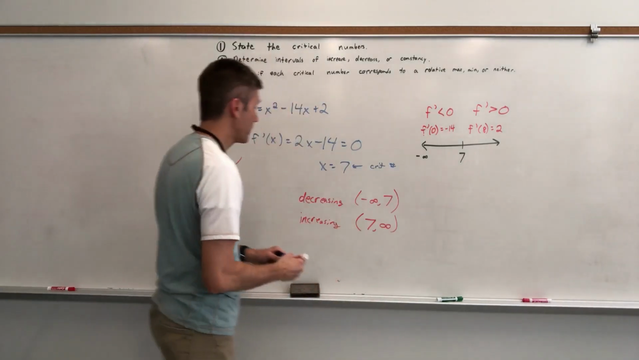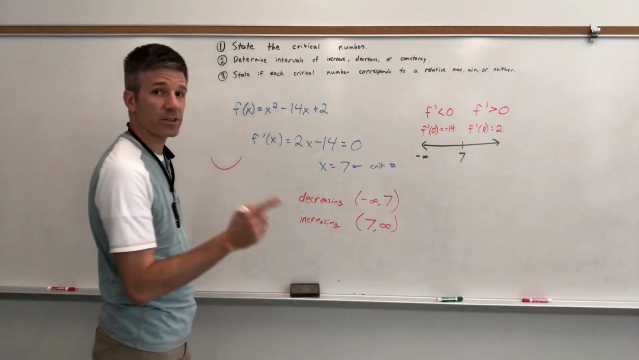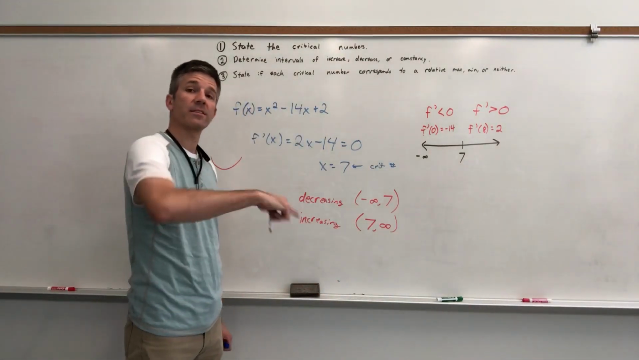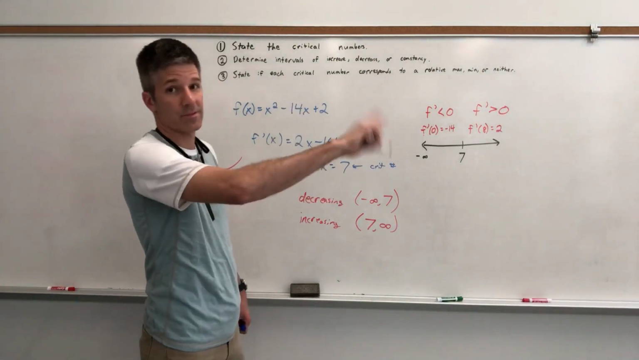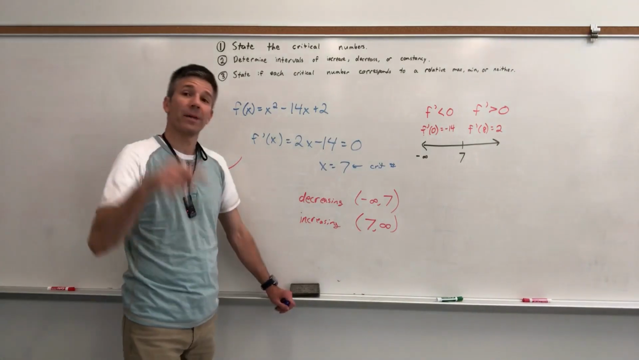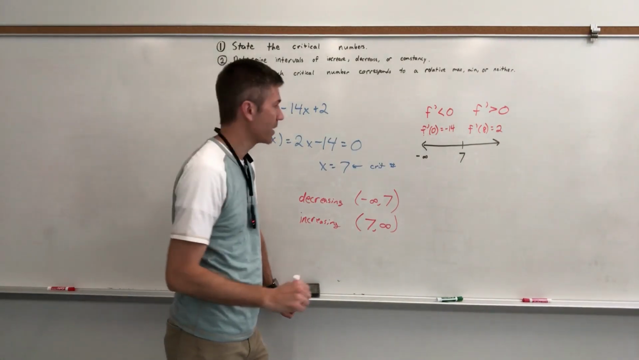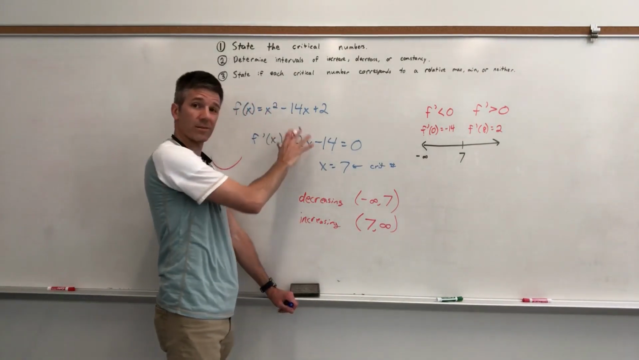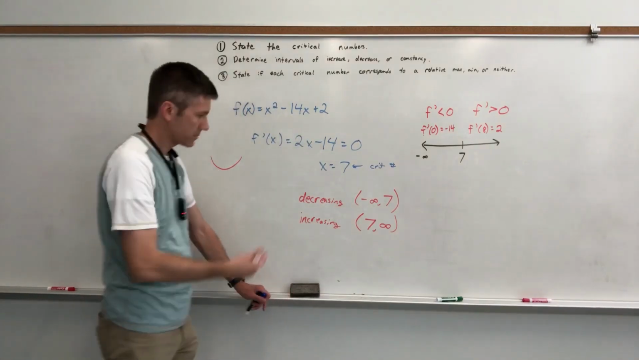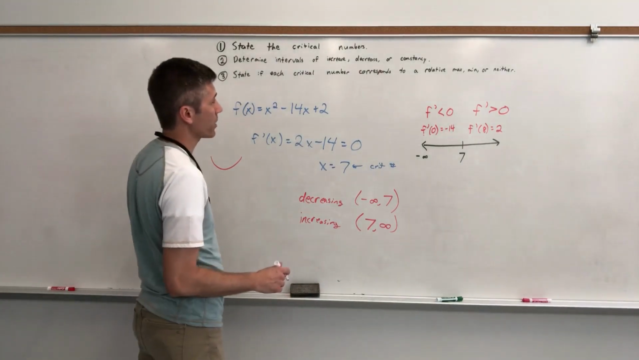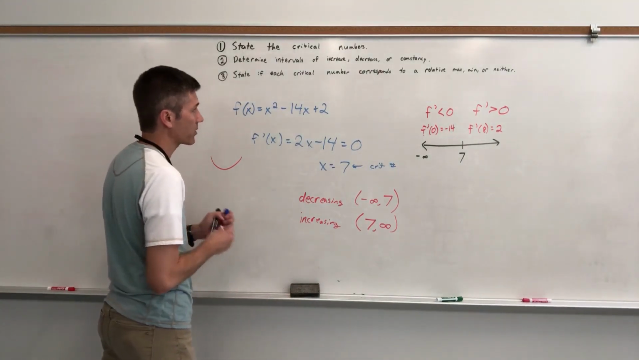It must be a minimum because the function transitions from decreasing to increasing, because the derivative transitions from negative to positive. All right? You can determine highs and lows using this. It's great. So this one's fairly obvious. It's a parabola. We're just sticking our toe in the pool. But let's keep writing. State if each critical number corresponds to a relative maximum or minimum or neither.